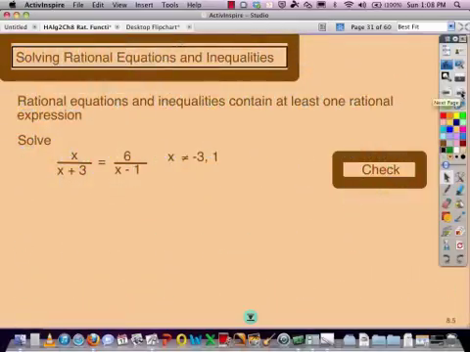This first one says solving rational equations and inequalities, but it is definitely an equation. We see the equal sign. So when we say we're going to do these, they're going to contain at least one rational expression. So these ones look like they're basically two fractions set equal to each other. So in this case, if we would solve this, most people would say it sort of looks like a proportion, and we've solved plenty of those.